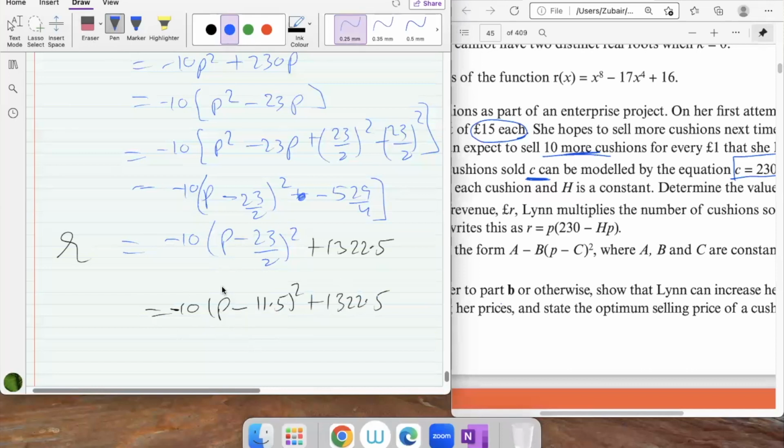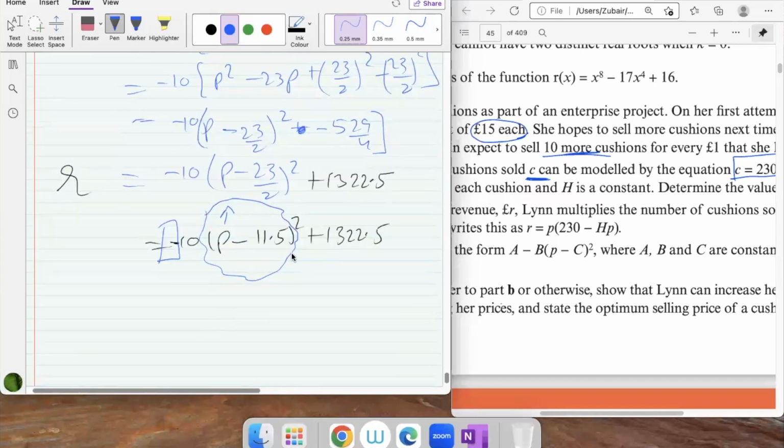So what happens when I increase this price? Do not forget this negative sign. If I increase P, do you think the value of this expression, the encircled one, will increase? And if this number is increasing, you are multiplying it with minus 10. So overall value will reduce. 1322.5 is a positive value. So overall value will reduce.